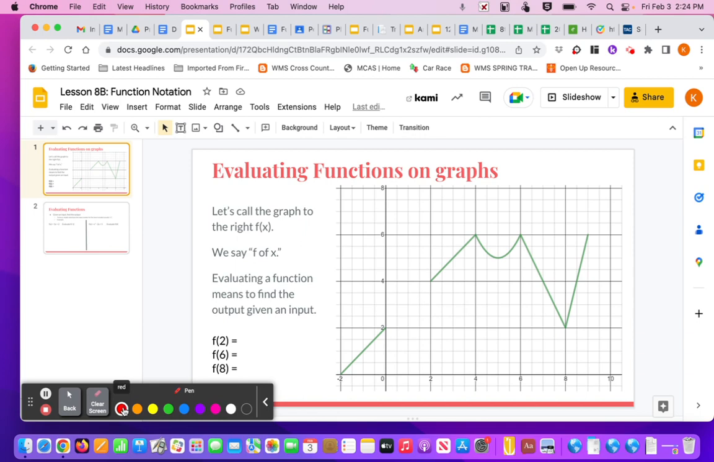Going to have a short video on how to evaluate functions given a graph. This is not an easy concept, but I think you'll probably catch on pretty quickly if you follow along and take careful notes as we go.